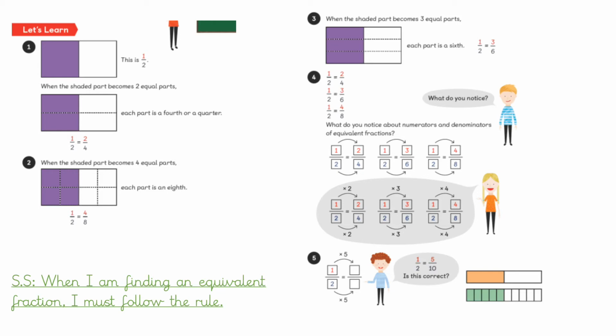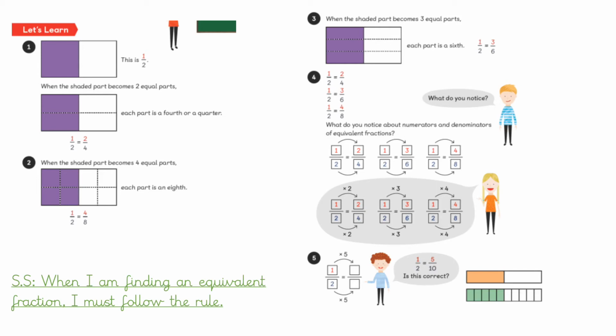So let's look at the fractions 1/2 and 3/6. What have we had to do to the numerator, remember that's the top number, to get from 1 to 3? That's correct, we've had to multiply it by 3. But now let's look at the denominator, that's the bottom number, the 2 and the 6. What have we had to do to the number 2 to get the answer 6? Correct, we've had to multiply it by 3.